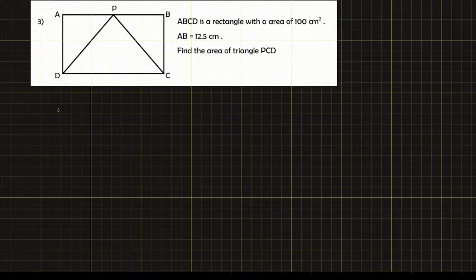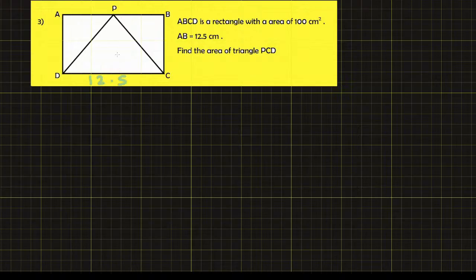Question number 3. ABCD is a rectangle with an area of 100 square centimeters. AB is given to us as 12.5 centimeters, which means CD is also 12.5. Find the area of the triangle PCD.